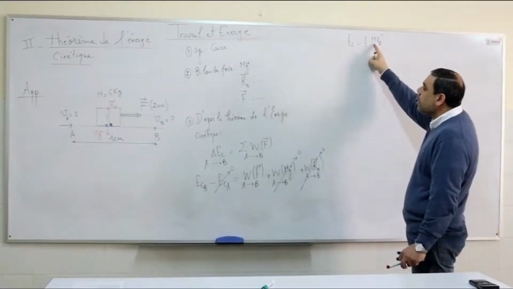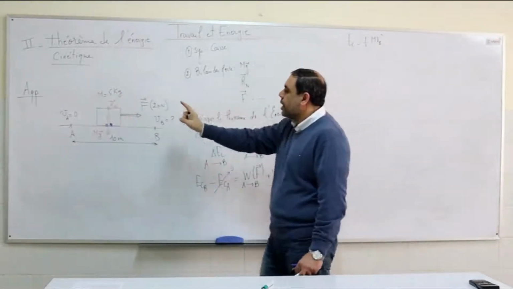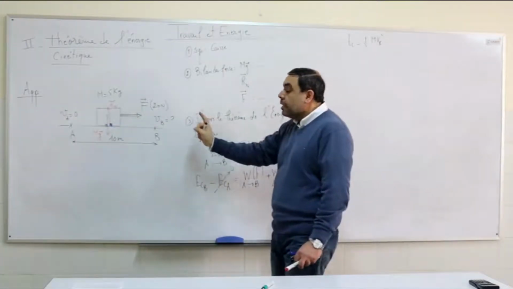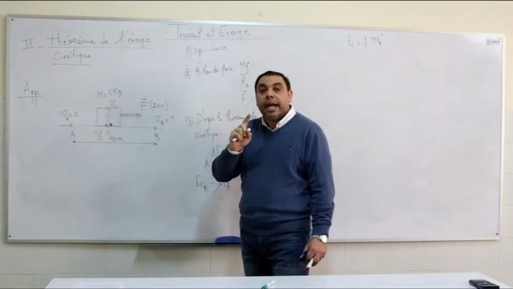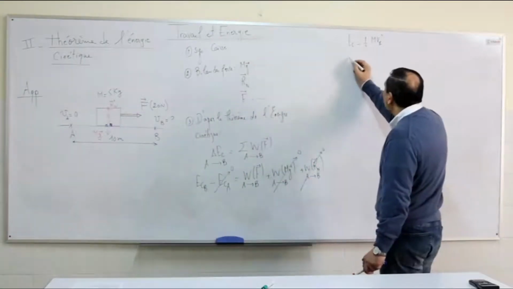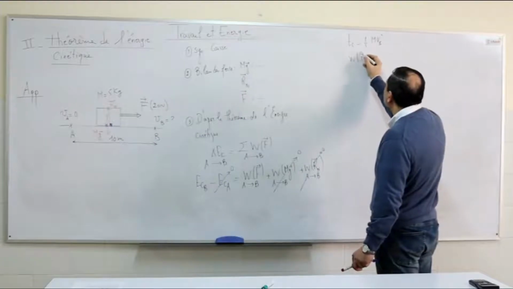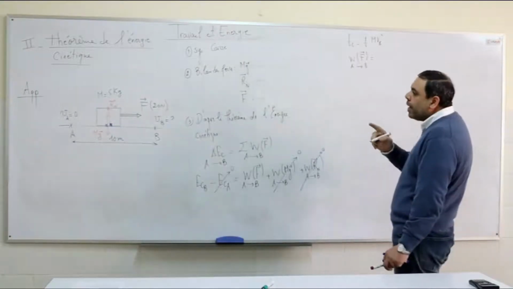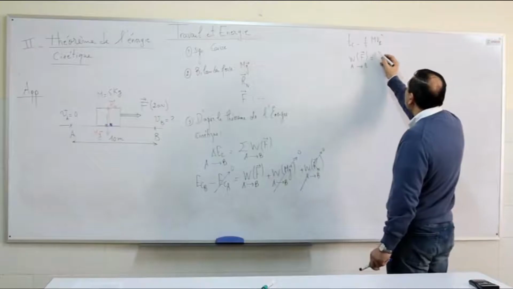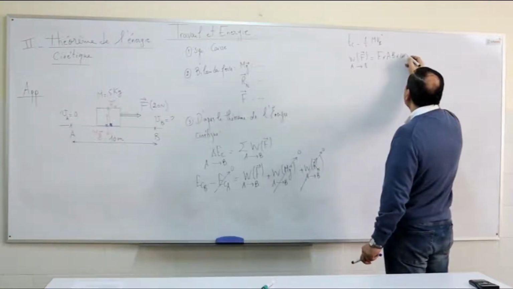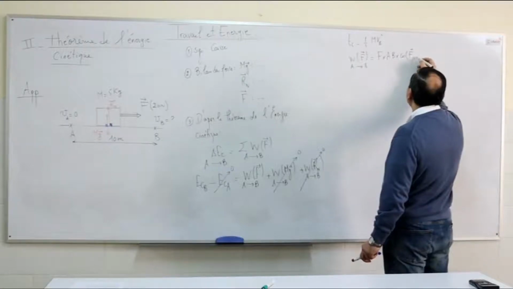We have the mass 10 kilograms. We have to find the speed at point B. Now the work of force F from A to B is found by using the work of a constant force. So the work of force F from A to B is equal to F times AB times cosine of the angle between F and AB.